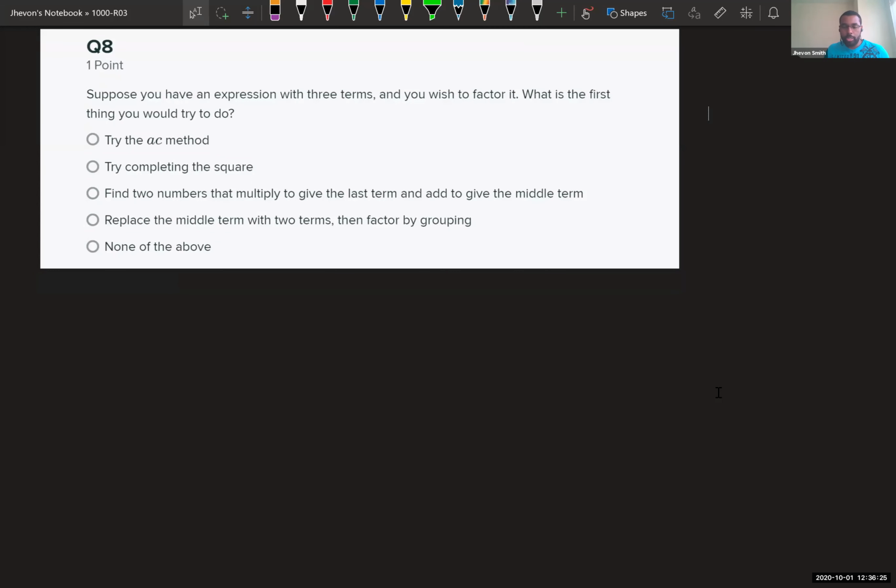Okay, suppose I have an expression with 3 terms. I want to factor it. What is the first thing you want to do? I actually asked a problem very similar to this on quiz 1. What is the first thing?